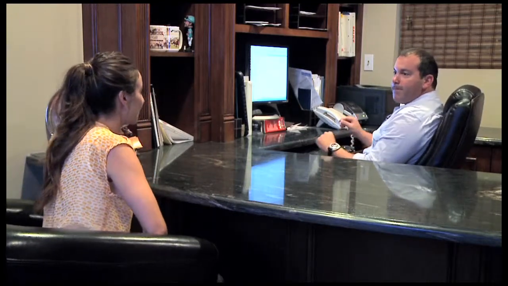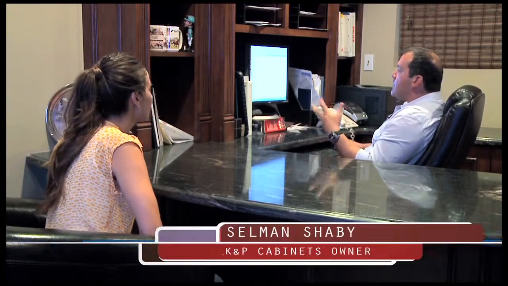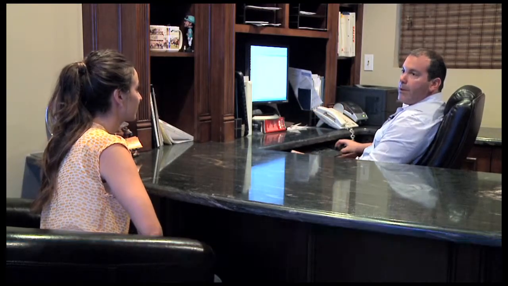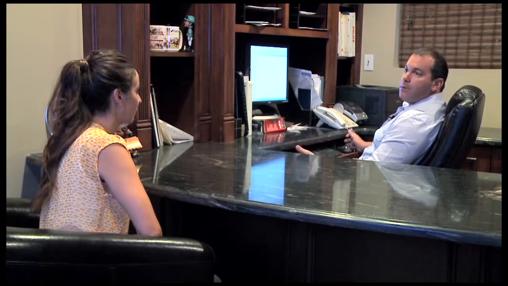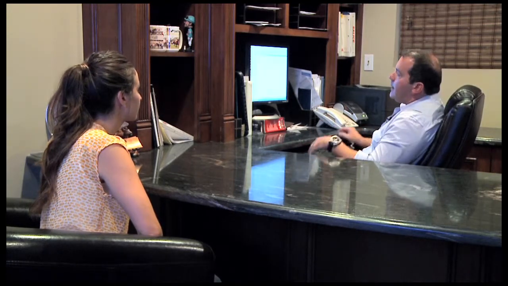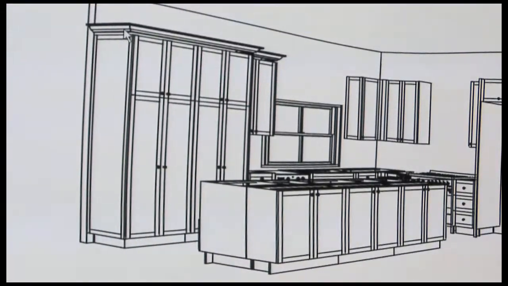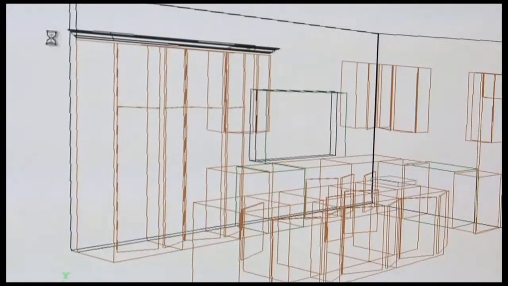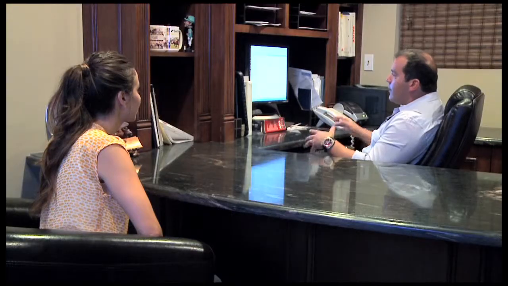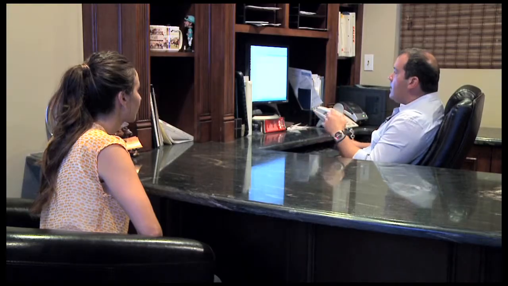All right, Selman, let's go through the process of how to make cabinets. Absolutely. Well, the process actually starts either by a set of plans or actually physically going to the job site or the house to take field measurements. Right. Once that process is done, like I have on my computer, is actually an outline of the kitchen itself. From here, it's really quite simple.